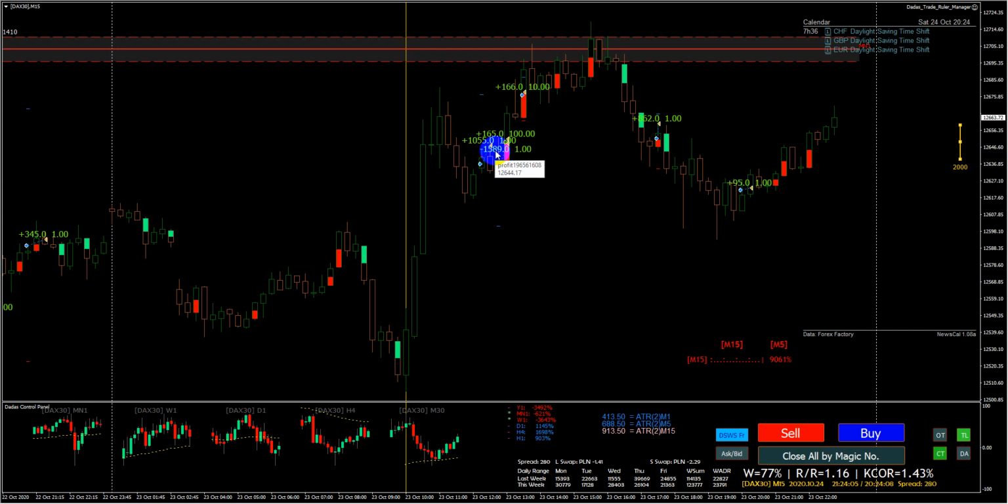15.9. I made 160 pips, 165 pips at one lot right here. So this is pretty significant. That's why I get this high risk to reward on my historical trades for this week.